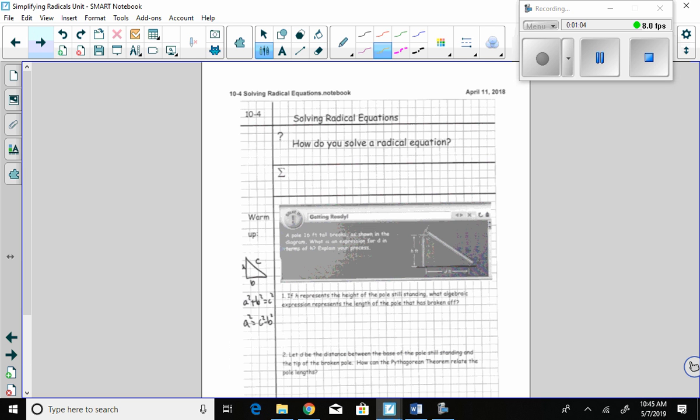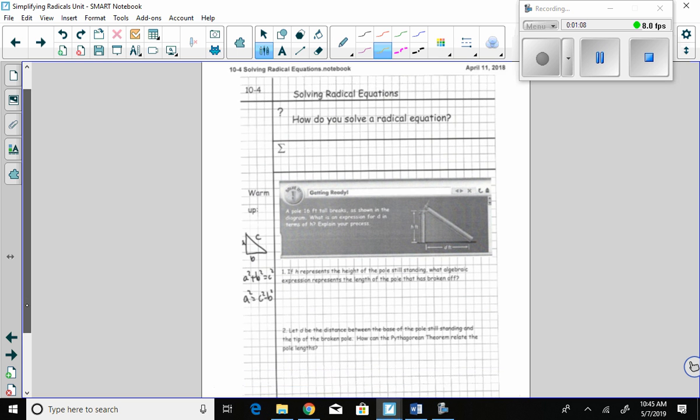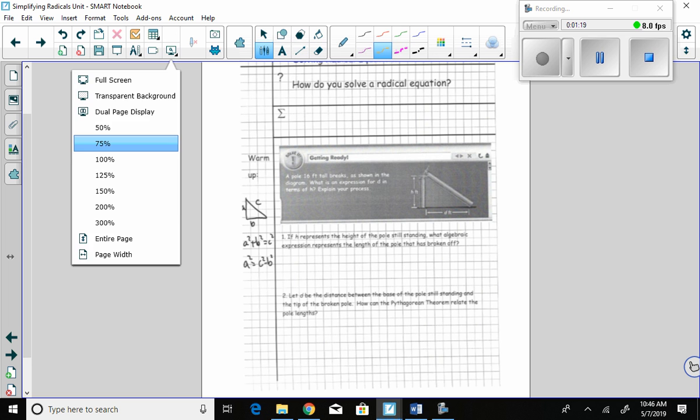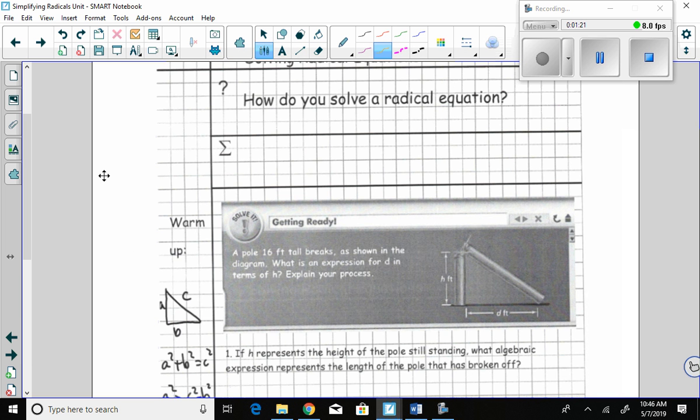Okay, so here we go. Solving radical expressions, right? So now we're actually going to see how in the world this all is related to actually solving it using equations. So we're going to put everything together. Let's take a look at what we've got here. I'm going to enlarge this a little bit so I can read it.